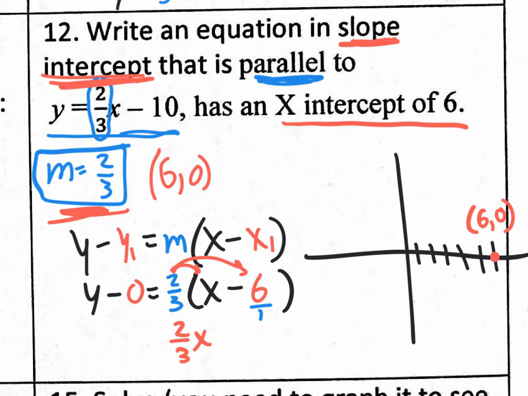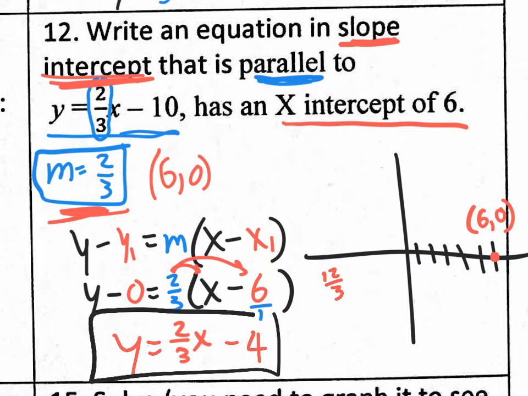So you'd end up with 12 over 3, and that's really 4. So you have a 4 right here, but with the minus sign. And the y minus 0, that's simply y. So you have y equals 2/3 x minus 4, and that would be your slope-intercept form equation. That's what they're asking for, slope-intercept form. That's what we have, so we're done. Any questions? Let's move on to the next one.